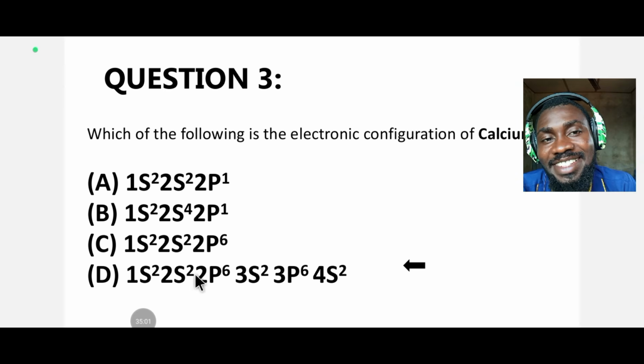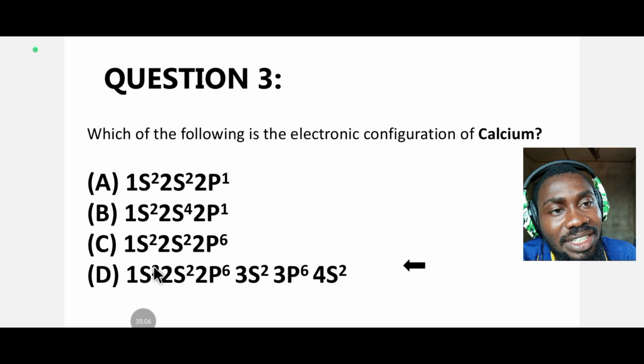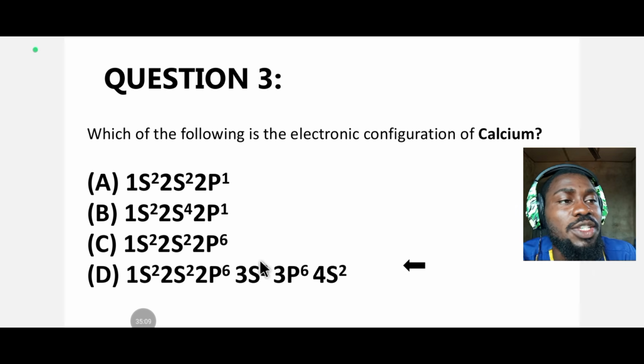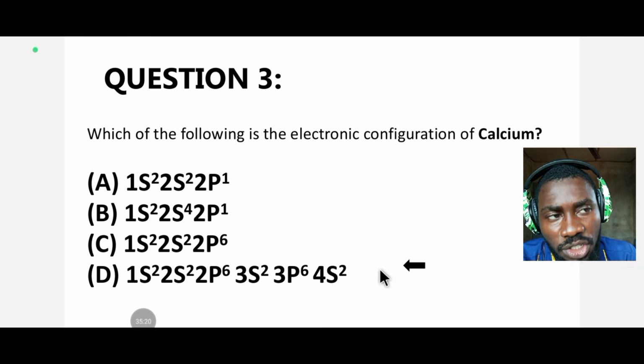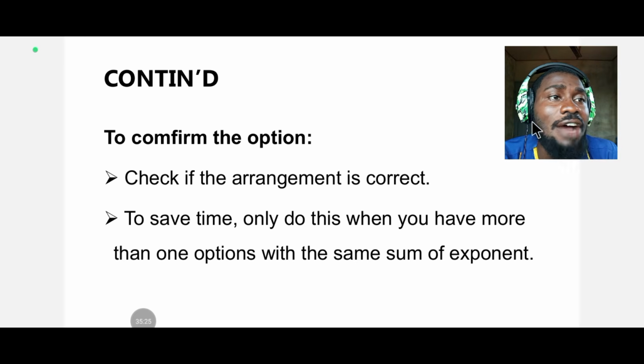So you can now pick the answer, the electronic configuration of calcium. Which is what? D. The sum of the exponent or raised in power matches the atomic number of calcium. D is the answer. There is another consideration you have to make in such a question, and let's look at that consideration. You have to be very careful.